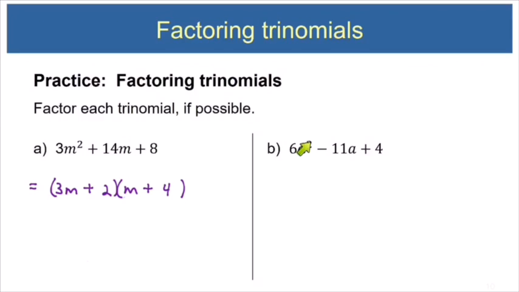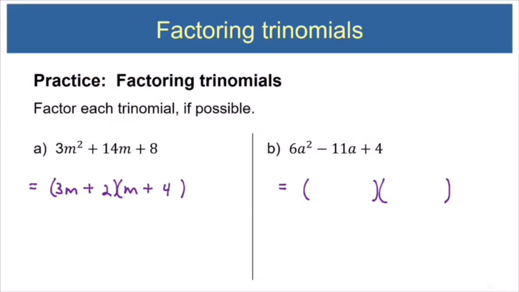Okay, now looking at part B, we have 6a squared minus 11a plus 4. And so we check for a GCF first. I have 6 and 11 and 4, and nothing goes into all three numbers. So that tells me I can go ahead and set down my two empty pairs of parentheses.